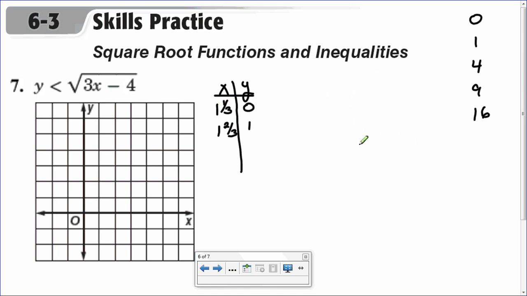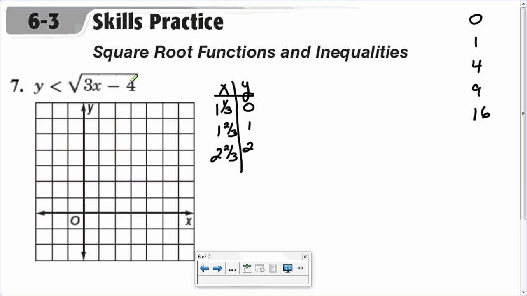Okay, let's go to our next magic number, which is 4. The square root of 4 is 2, so this would be a 2. Now I set this equal to 4. 3x minus 4 equals 4. Add 4 to both sides. 3x equals 8. Divide both sides by 3. X equals 8/3. All right, 8 divided by 3 is 2 with a remainder of 2, so that's 2 2/3. Now we're getting somewhere.